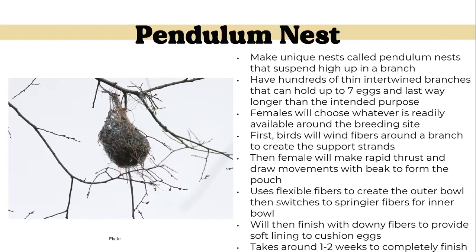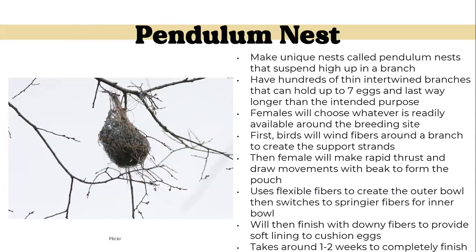So first of all, they will find a good breeding site. The female will start winding the fibers around a branch to make the support system so it doesn't fall. And then the female will make these rapid thrust movements with her beak to form this pouch. Like I said, it's like a sock, and then it hangs down over time. And she will find different types of fibers for different parts of the nest.